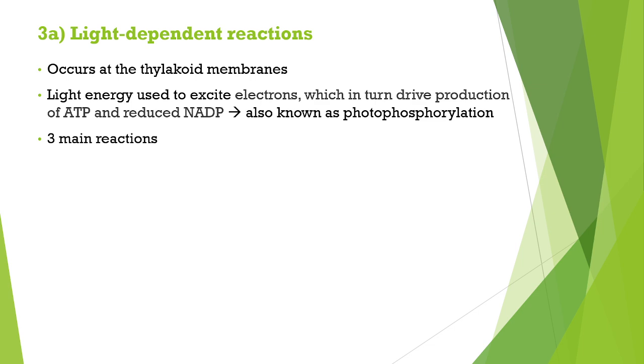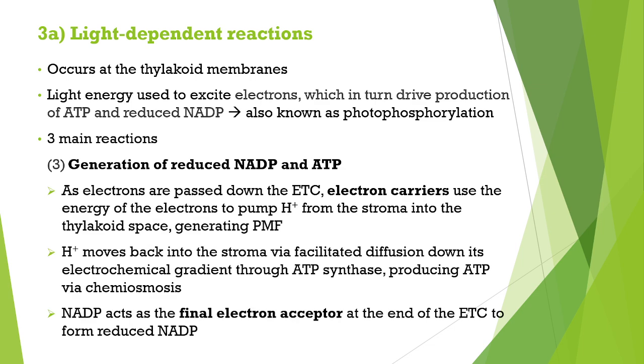Right, so the third main reaction that occurs in the light-dependent reactions is the generation of reduced NADP and ATP. The excited electrons after the photoactivation of chlorophyll are passed to the electron transport chain, right? So this is a bit similar to respiration, the process of how the electrons pass down the electron transport chain from one electron carrier to another.